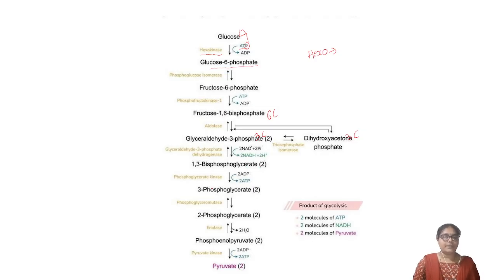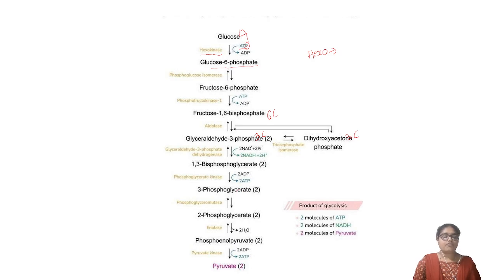1,3-bisphosphoglycerate is formed. From 1,3-bisphosphoglycerate, one phosphate group is given to ADP to form ATP. This is substrate level phosphorylation. It occurs in the presence of the enzyme phosphoglycerokinase. 3-phosphoglycerate is formed. 3-phosphoglycerate is converted to 2-phosphoglycerate. Here, the position of the phosphate group is changed.